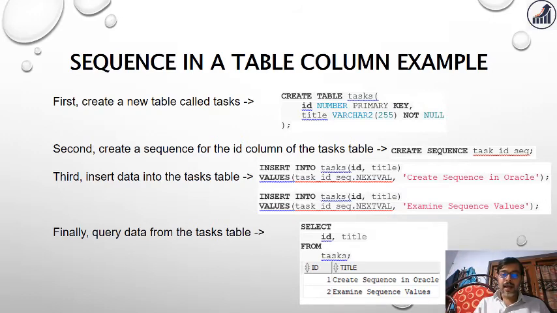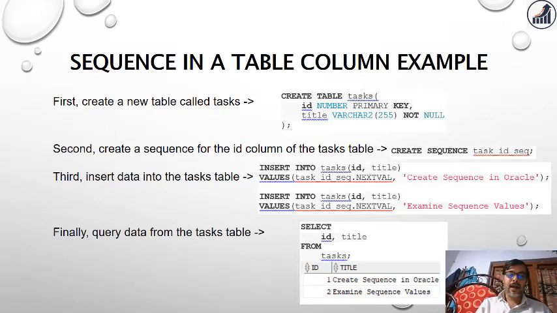So here the task ID sequence will automatically generate the next ID. There is no chance of giving a duplicate ID in the insert column. So this sequence actually helps you to generate the primary key, and obviously without any duplicate value.